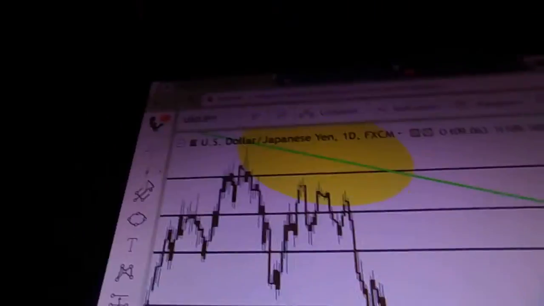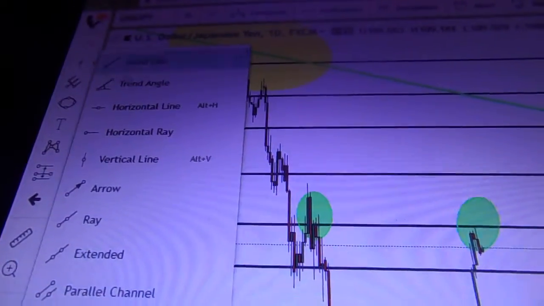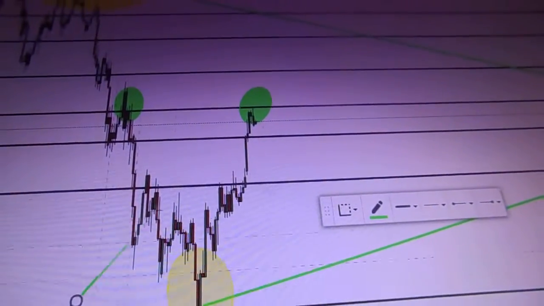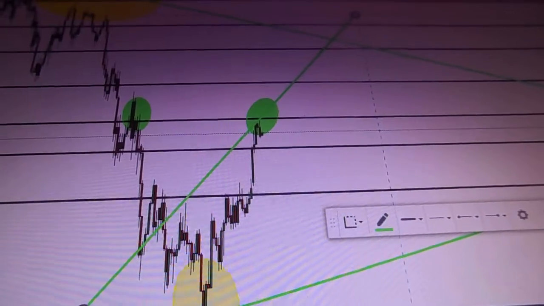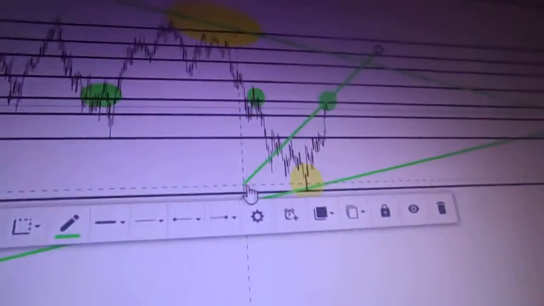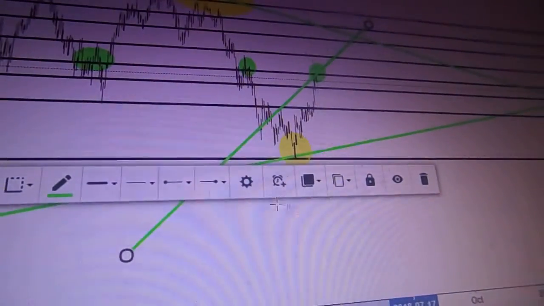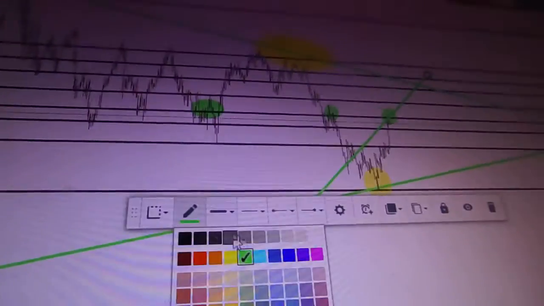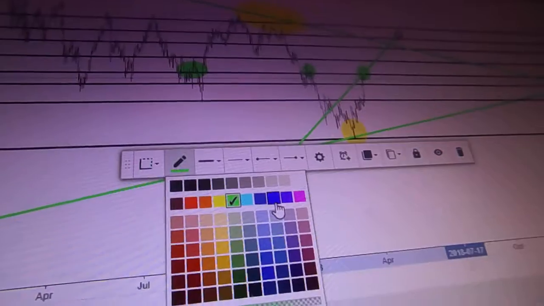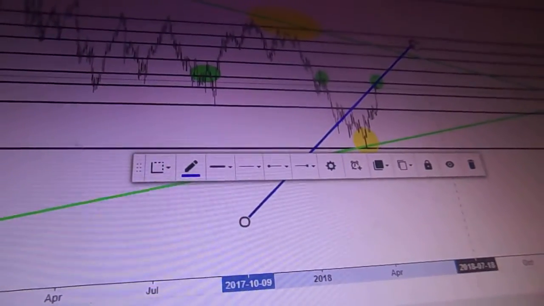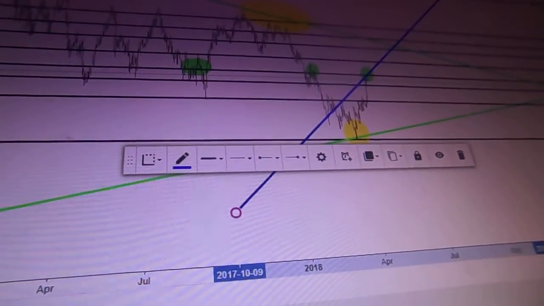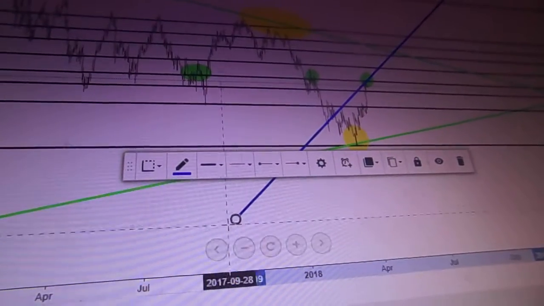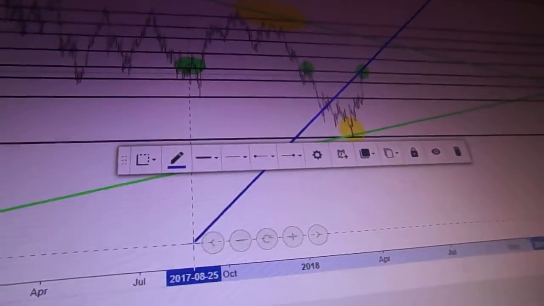And right now I'm going to create a flag, trend line. I'm going to change the color of the trend line as well, just so that way we can distinguish it. I'm going to turn it into a very dark blue. Money Kings!